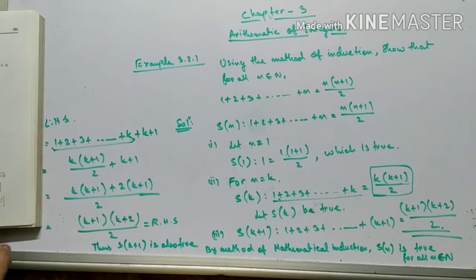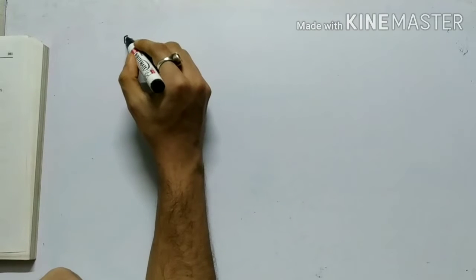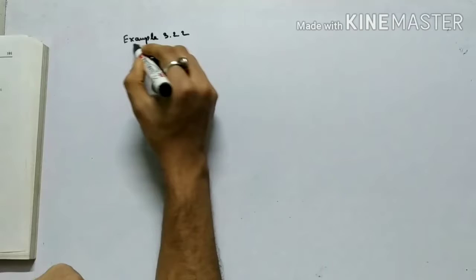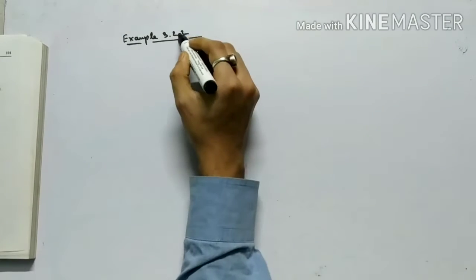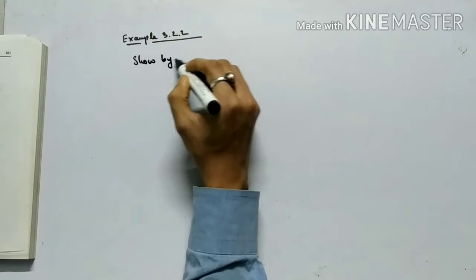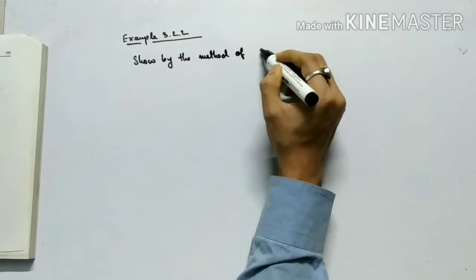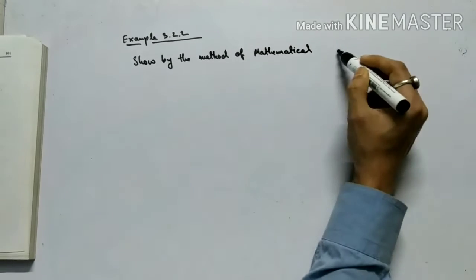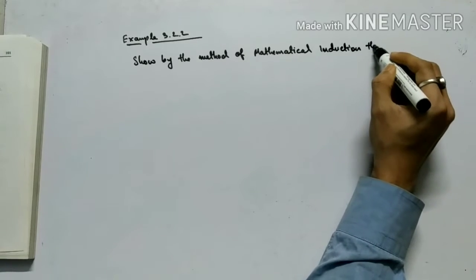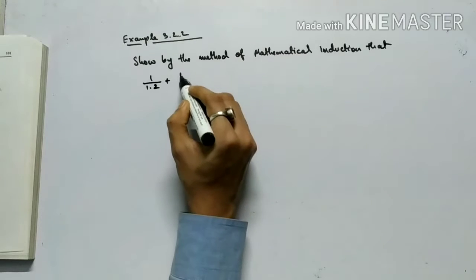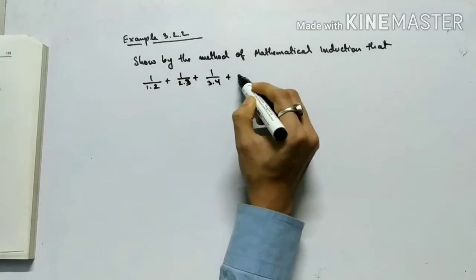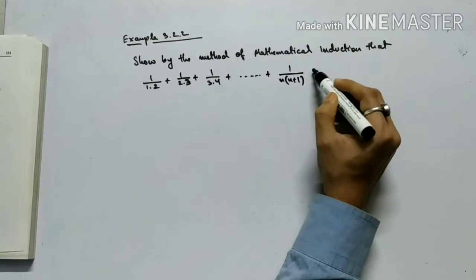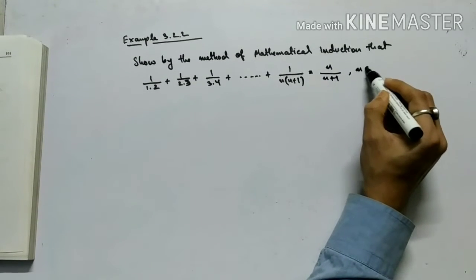Now the next example, example 3.2.2, we will do the next example. It is saying to prove by the method of mathematical induction that 1 by 1 into 2 plus 1 by 2 into 3 plus 1 by 3 into 4 plus dot dot dot plus 1 by n into n plus 1 is equals to n by n plus 1, n belongs to N.